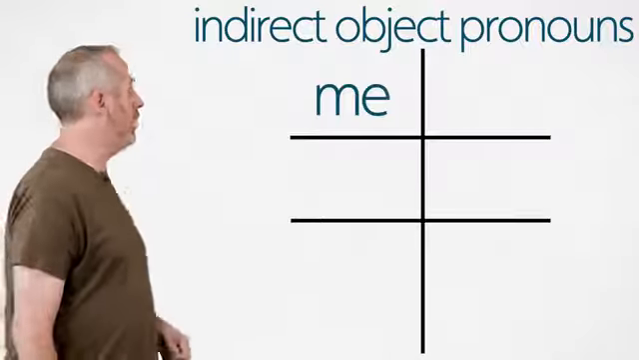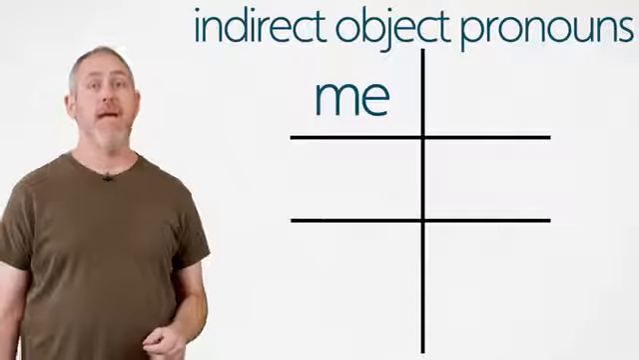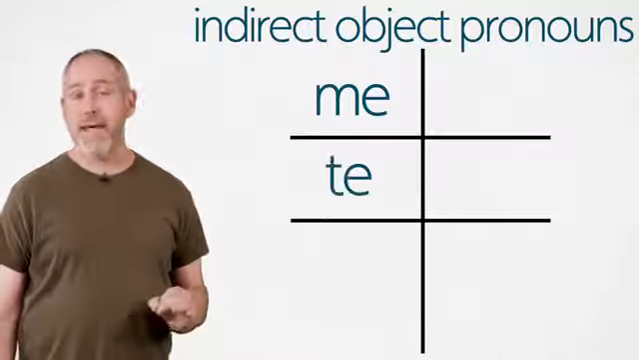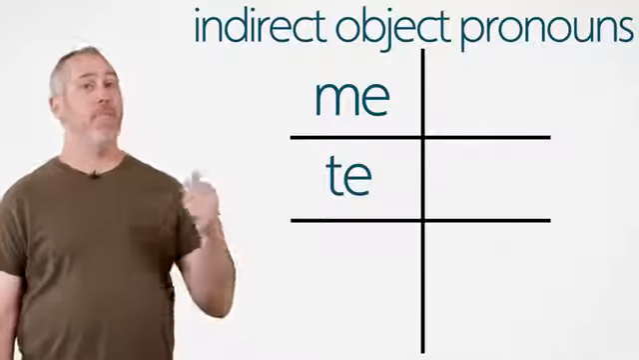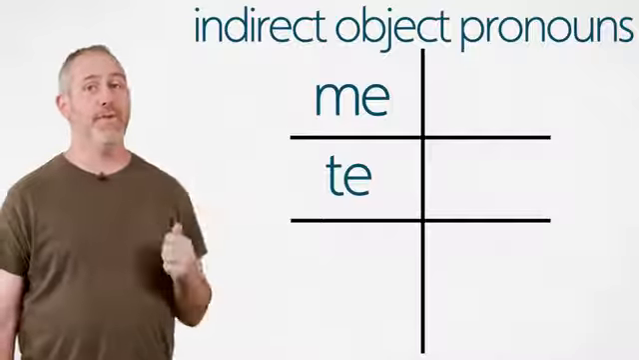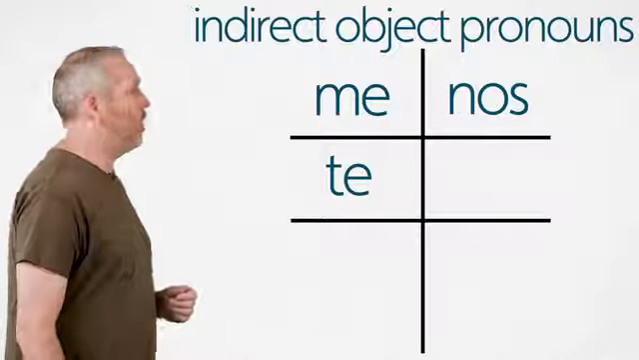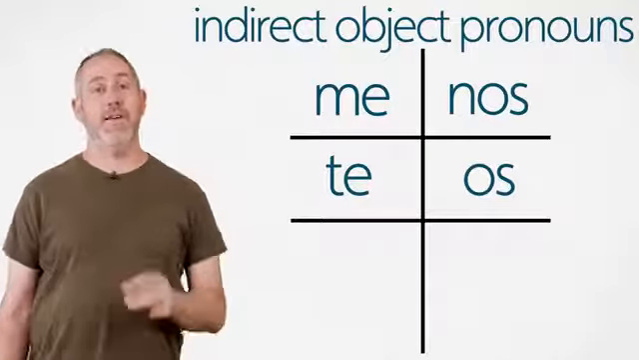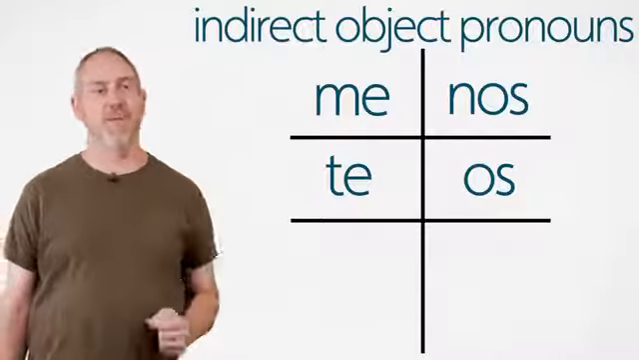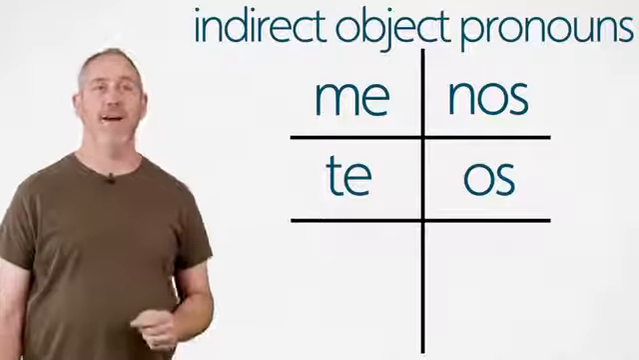So up in the top left, we've got me, and in the middle left, we have te, and on the top right, I'm going to go out of order here. On the top right, we've got nos, and on the middle right, we have os. Okay, now those four are just like direct object pronouns, so that's easy to start with, right?